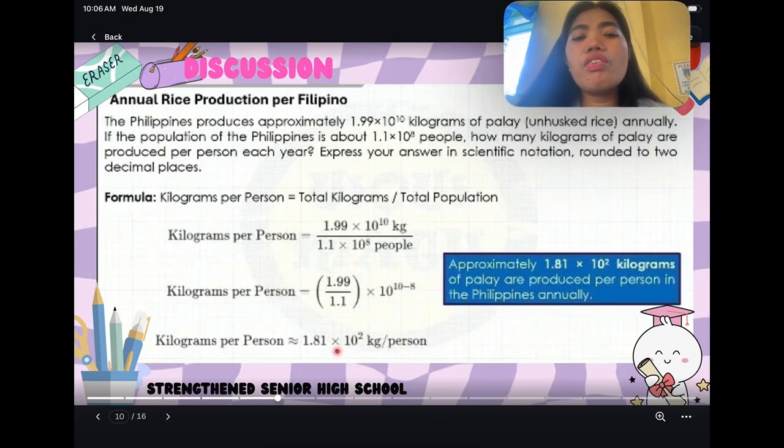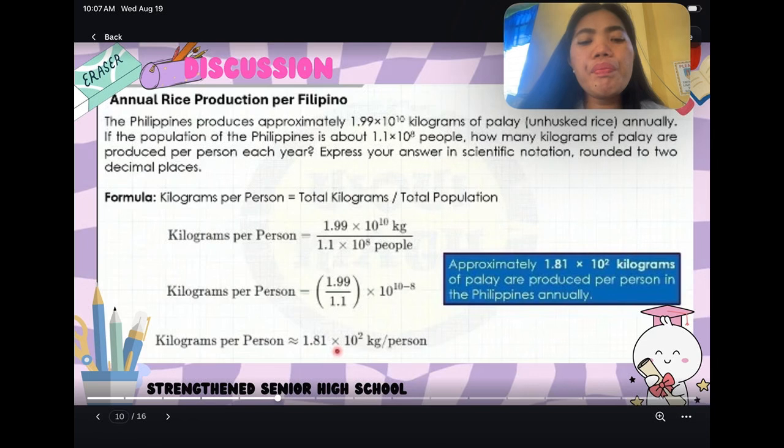Formula: kilograms per person is equal to total kilograms over total population. So kilograms per person is equal to 1.99 times 10 raised to the power of 10 kilograms over 1.1 times 10 raised to the power of 8 people. So divide 1.99 by 1.1, times 10 raised to the power of 10 minus 8. So kilograms per person will be approximately equal to 1.81, then 10 minus 8, that's 2, so times 10 raised to the power of 2 kilograms per person. So approximately 1.81 times 10 raised to the power of 2 kilograms of palay are produced per person in the Philippines annually.